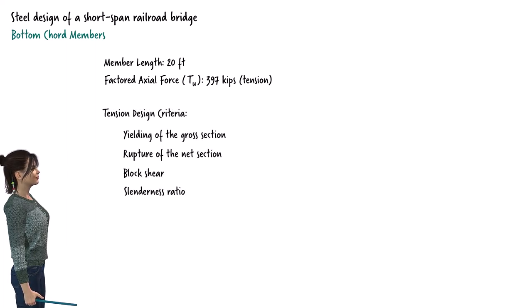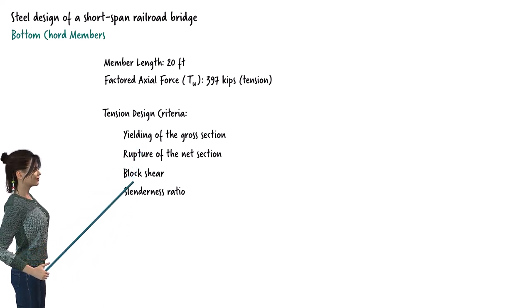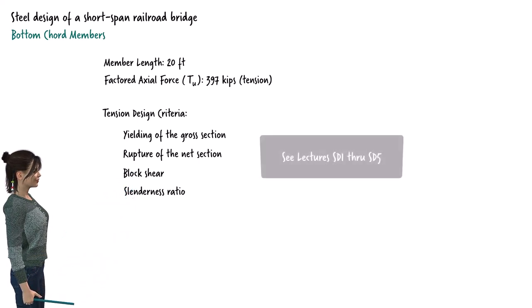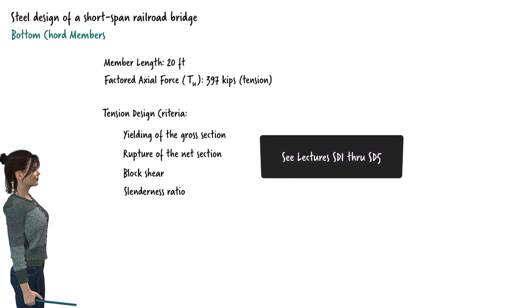For tension member design, we need to consider four design criteria. Yielding of the gross section. Rupture of the net section. Block shear. And slenderness ratio. These topics were discussed in lectures SD1 through SD5.